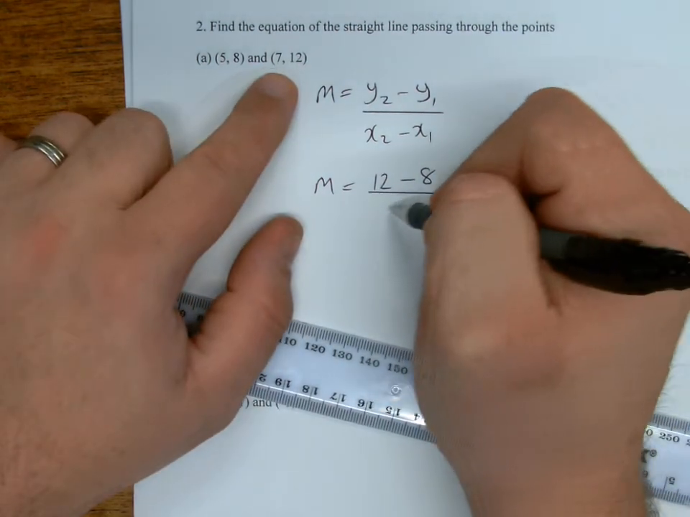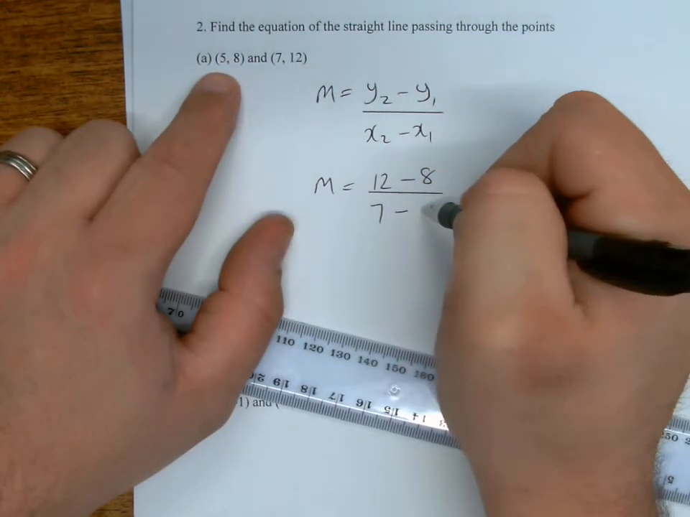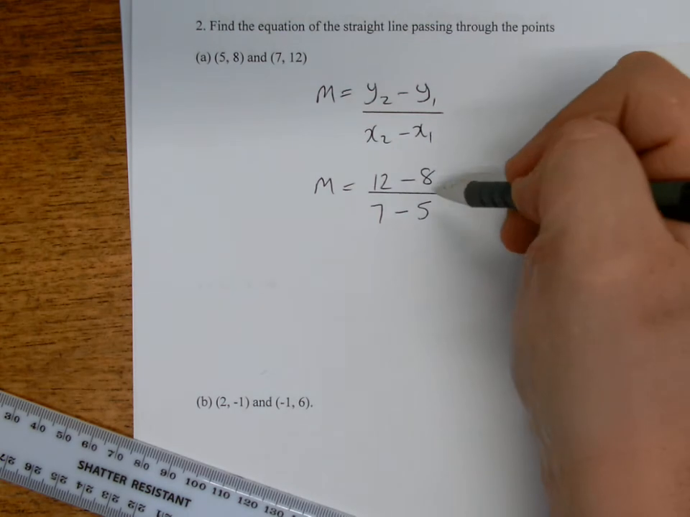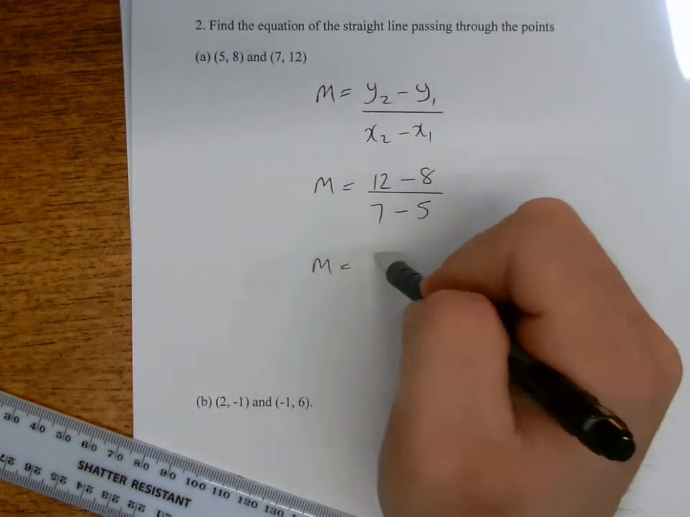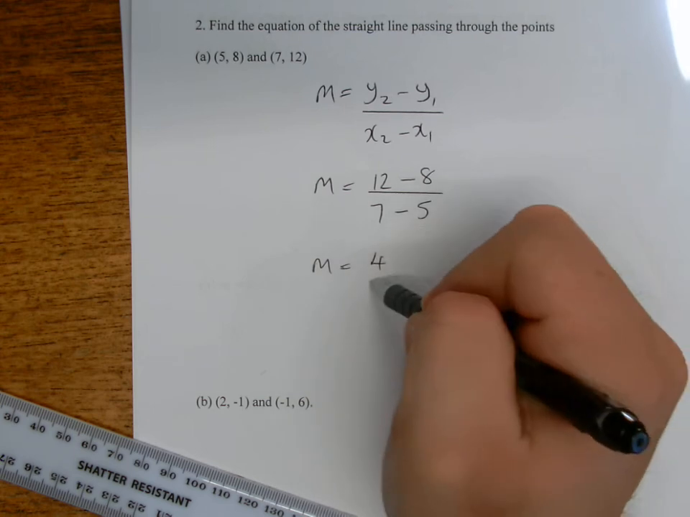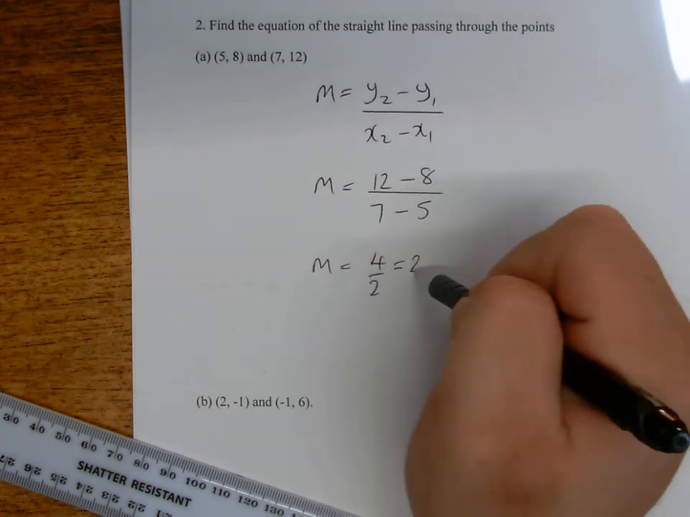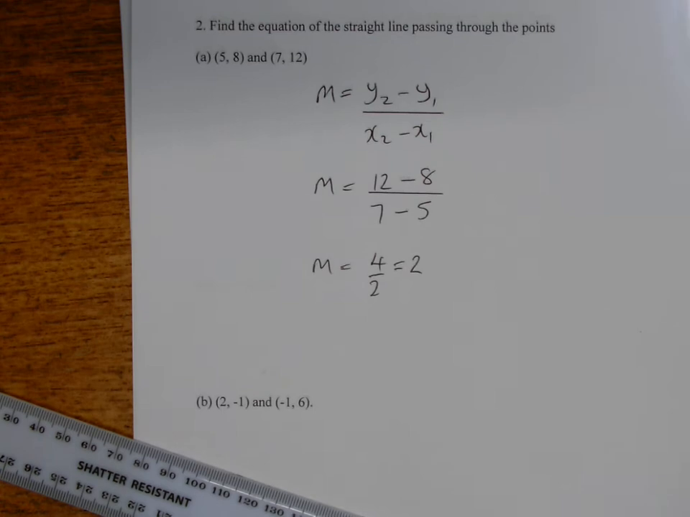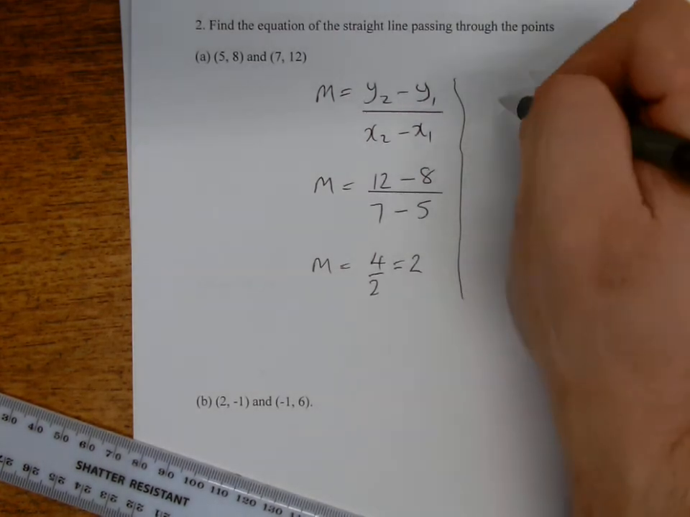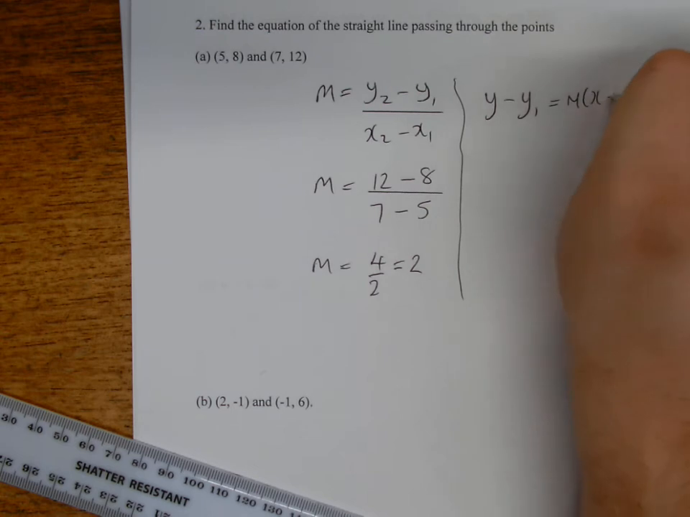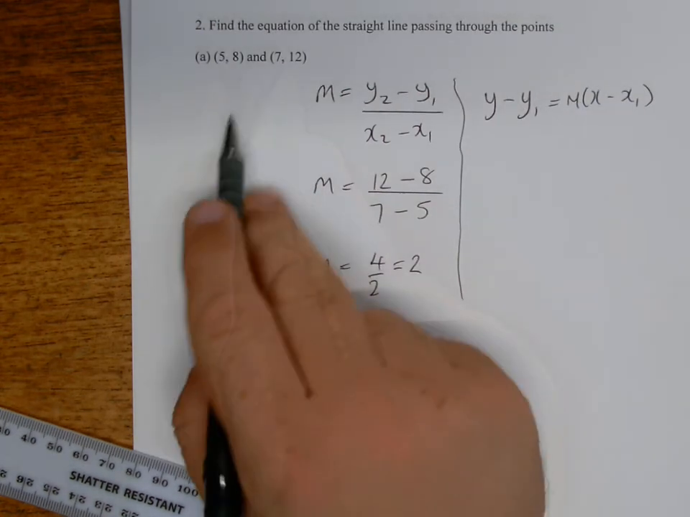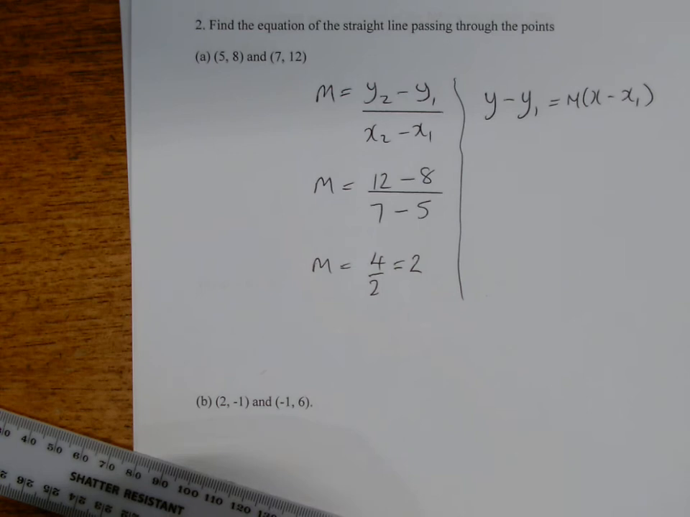So in this case, y2 will be 12, y1 will be 8, all over then x2, which is 7, x1, which is 5. So we end up having 4 on the top, 2 on the bottom, so the gradient is 2. Okay, so when it comes to doing my equation of a straight line, it really doesn't matter which coordinate you go for. You could go for either one, you'll end up with the same answer.